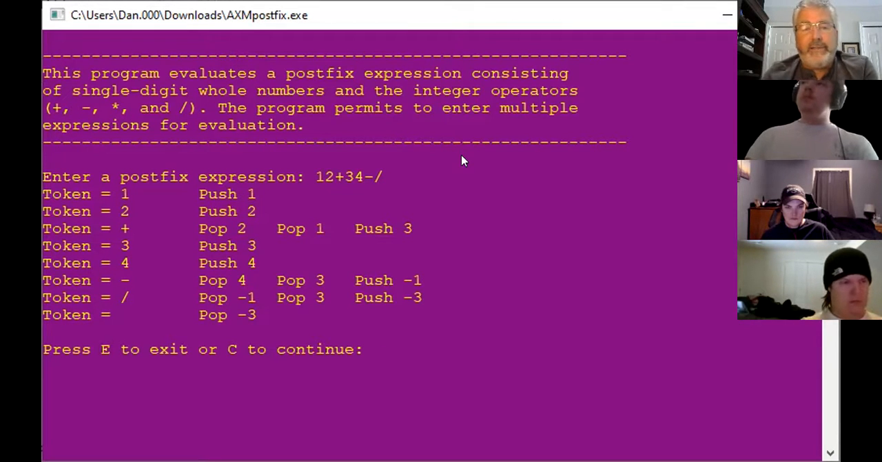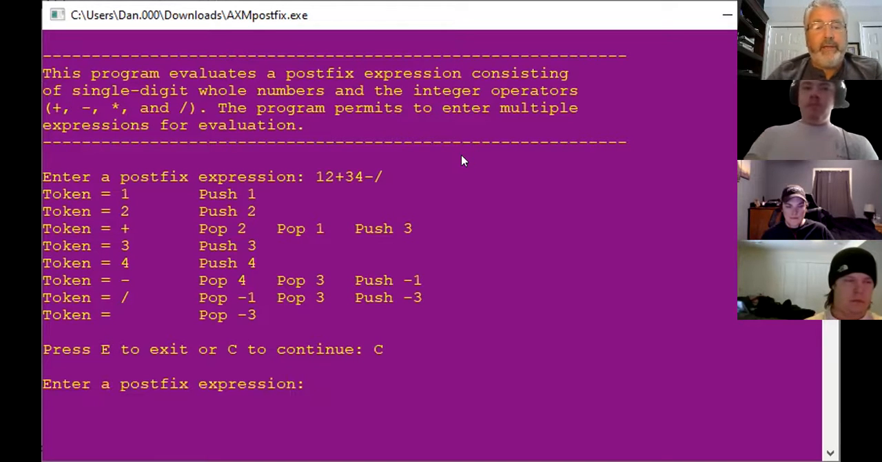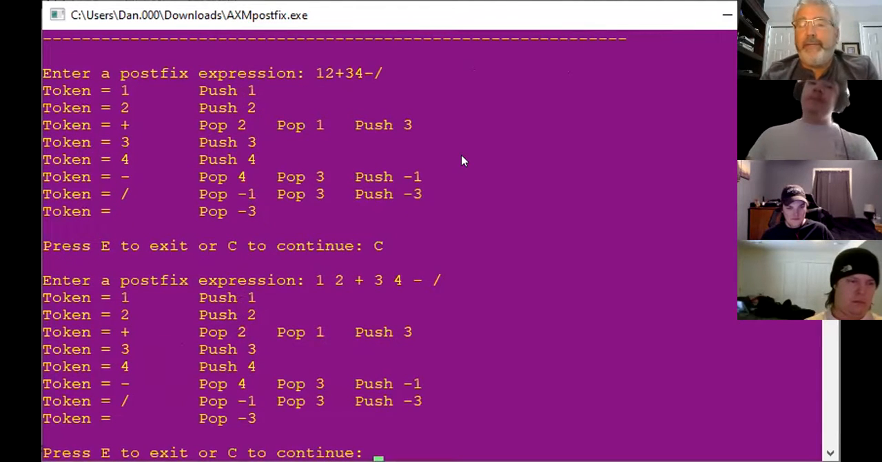So I'm trying to set the bar where you folks should be when you're writing these programs. Once again, this is press C to continue. This time I did 1 space 2 space plus space 3 space 4 space minus space slash. And it did in fact work again, because something was put in there to take care of the spaces, which I think is important as well. All right, questions on the last assignment?